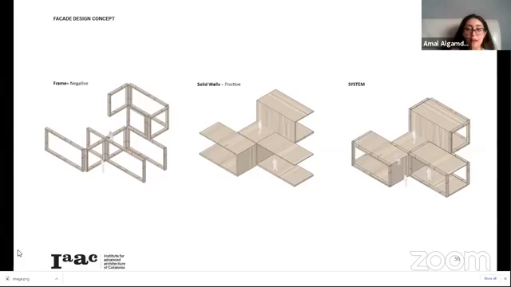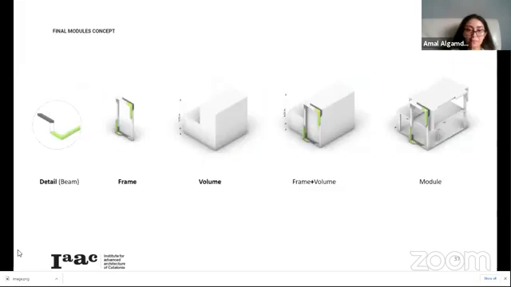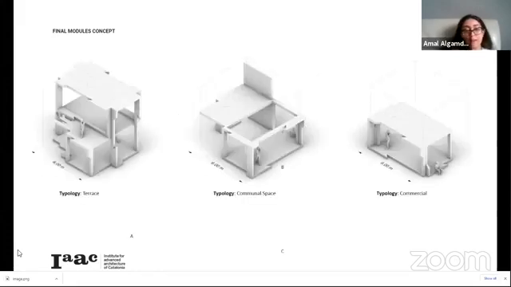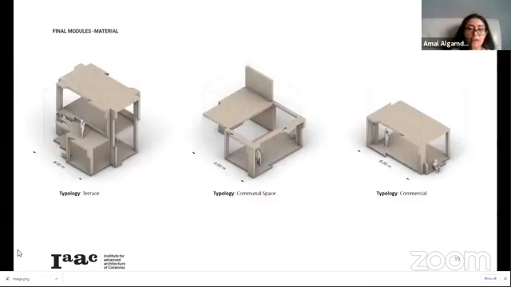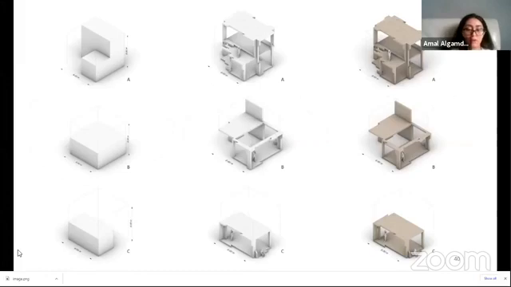This is the sum of all the systems that we have: the frame system and the solid walls, and then we have the hybridized system. We started with the beam, then we created our frame. Then we have our spaces, our modules. We started looking at different typologies of these modules. We have terraces, communal spaces, commercial spaces. And we also looked at the material, made of wood and timber.